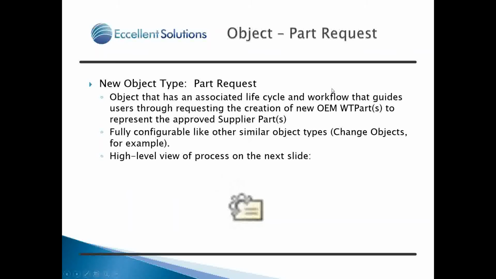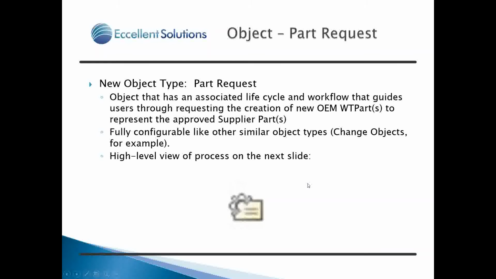The other object that we had covered here is the part request object. As I had mentioned, this is also a new soft type or a new modeled type in Windchill, and it's very similar or analogous to the change request or change notice kind of object type. It has an associated lifecycle and workflow that guides the users through requesting creation of a new OEM part to represent supplier parts that have been created in the system.